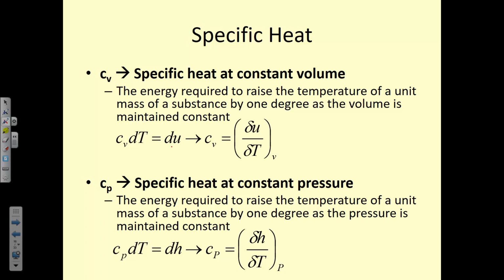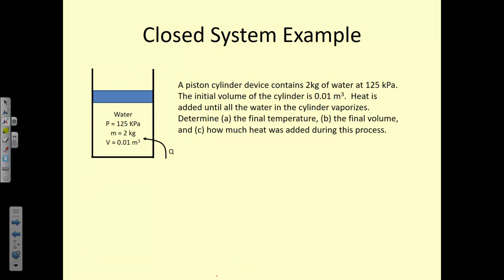And C sub V is used to calculate change in internal energy, and C sub P is used to calculate change in enthalpy. And if you have difficulty remembering which one goes with which, this is how I always remember: a V looks more like a U than a P, and a P looks more like an H. So sometimes, if you don't remember, you can just look it up.